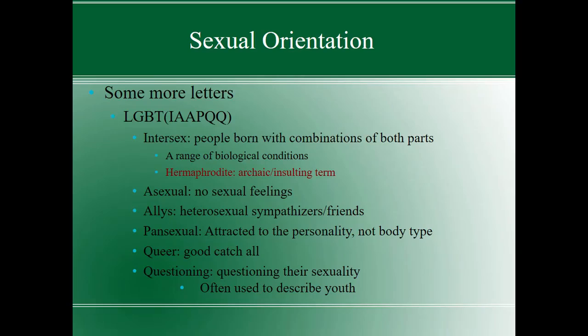Don't do that. The A can refer to asexual. These are people that simply don't have sexual feelings, which can be a little bit difficult for many of us to understand. But asexual people simply, they're not driven by that. Allies are heterosexual sympathizers and friends. I am a heterosexual male, but I do consider myself to be a strong ally of the gay community. Pansexual people. These are people, they say it's attraction to personality, not necessarily body type.